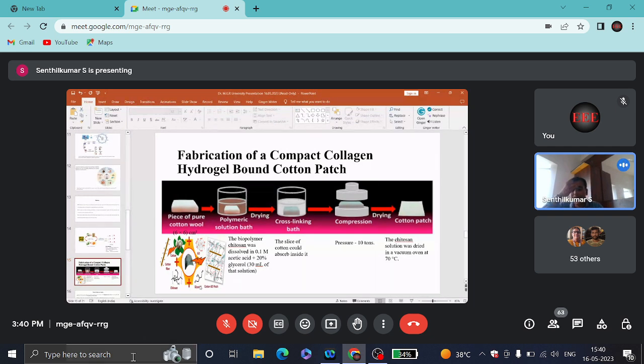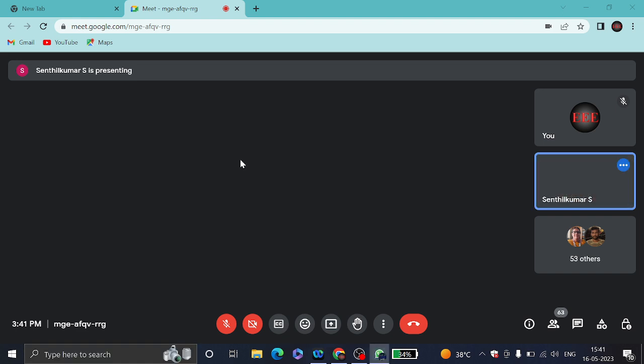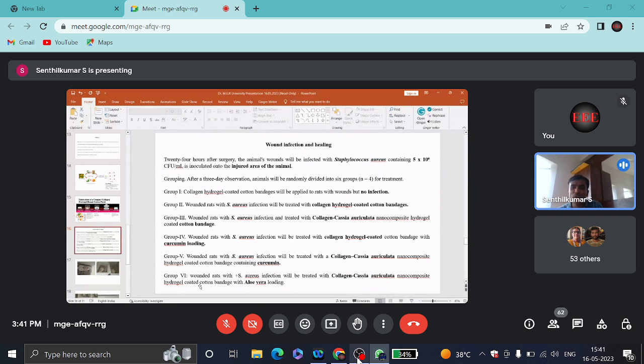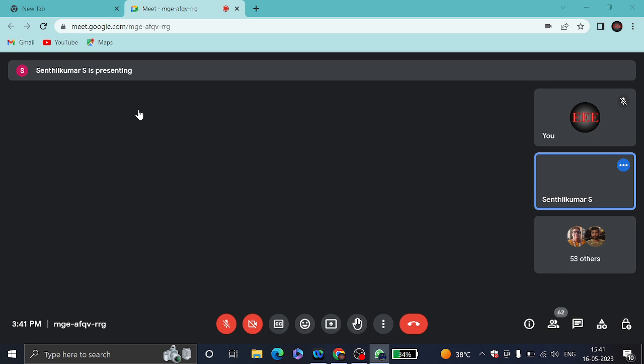We followed this cotton pad formation. Then we prepared the cotton pad, and then we induced wound healing in animals. For the wound healing purpose, we used Staphylococcus aureus at 5 x 10^8 CFU per ml, inoculated in the injured area of the animals. Then we made observations of the animals.